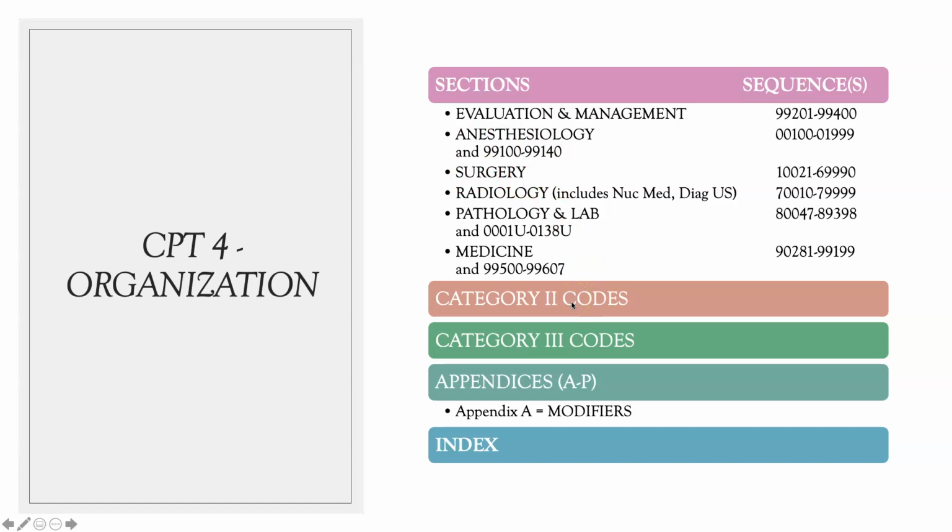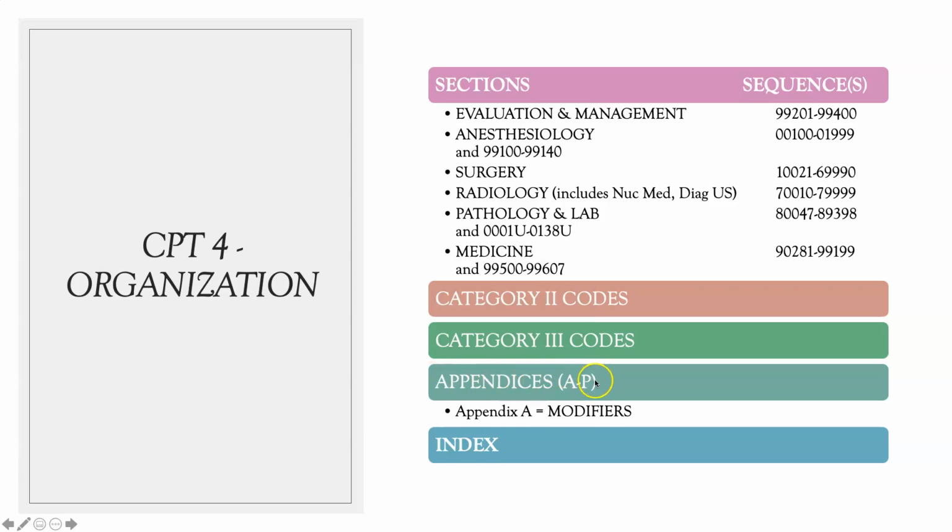Then you have Category 2 codes. There's a whole section on those, and we'll talk about those in a little bit. Category 3 codes, there's a section on those. And then there are plenty of appendices, Appendix A through Appendix P. Lots and lots. You'll want to familiarize yourself with them.